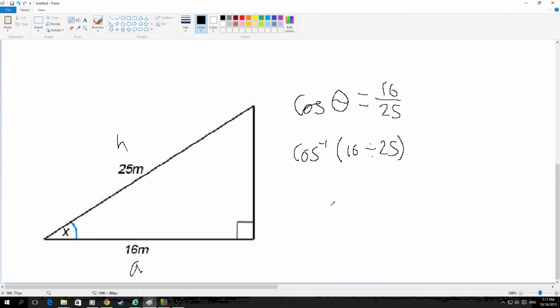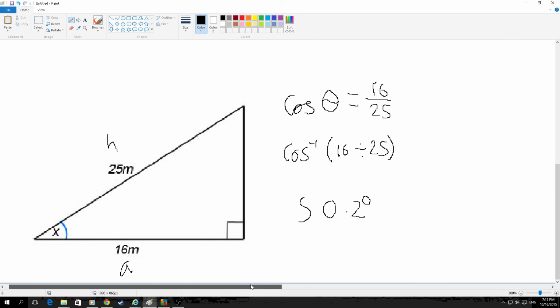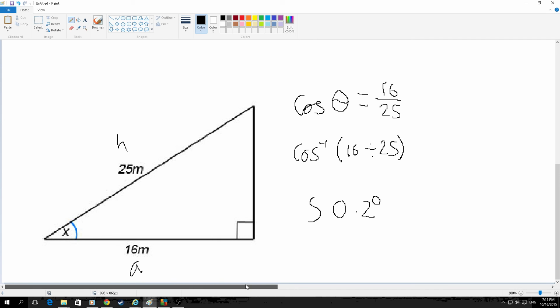And then when you get the answer, it's 50.2 degrees. And that's it really for quite basic trigonometry. And you use this, it comes up all the time in calculator paper.